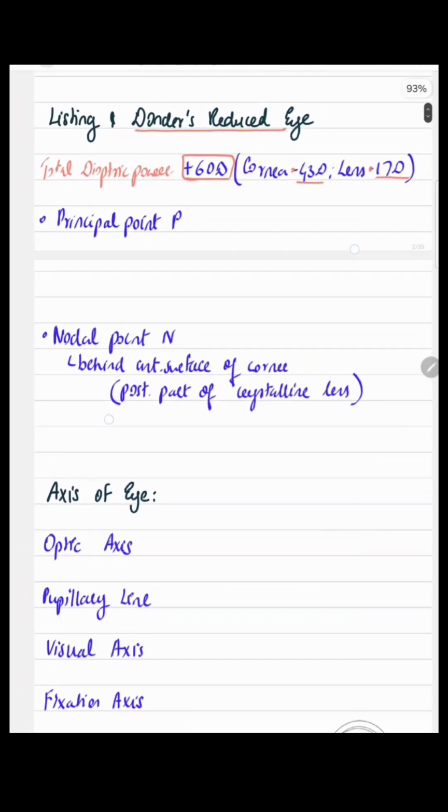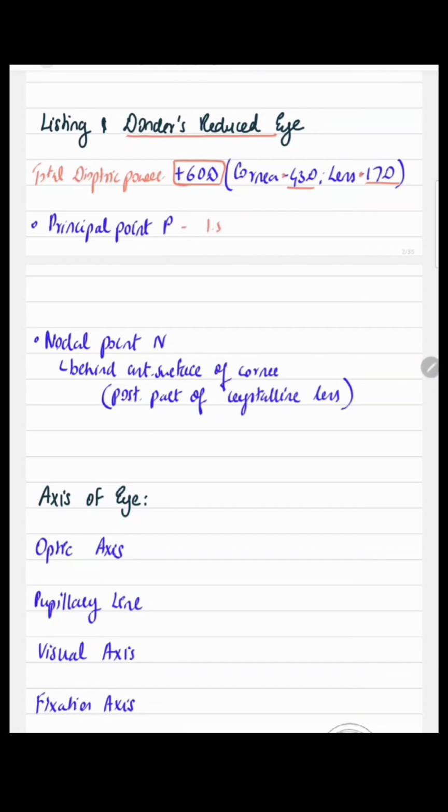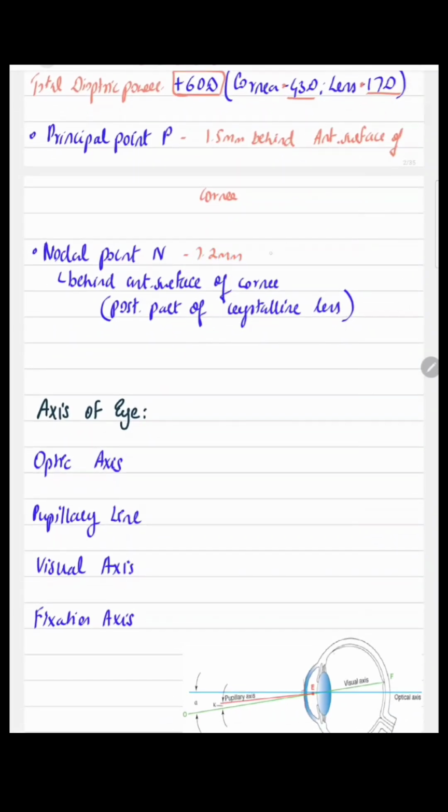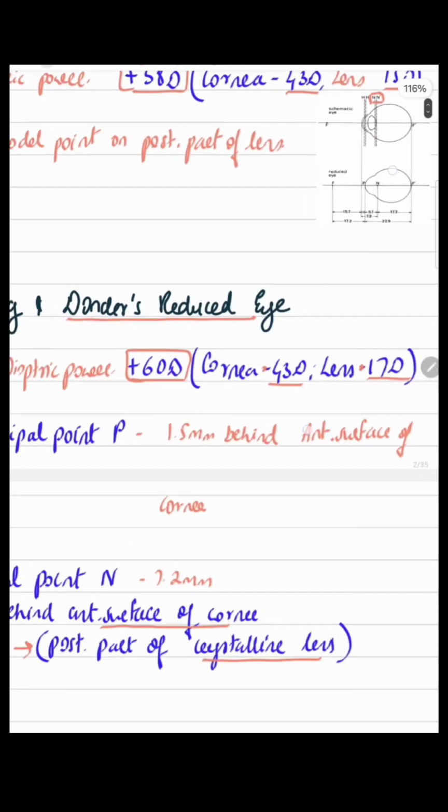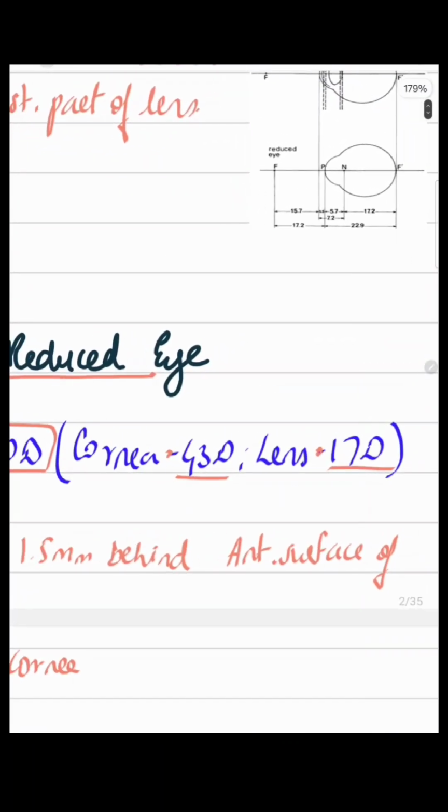Here in Listing's and Donders' eye, the principal point P lies 1.5 mm behind the anterior surface of the cornea, and the nodal point N lies 7.2 mm behind the anterior surface of the cornea, that is on the posterior part of the crystalline lens.